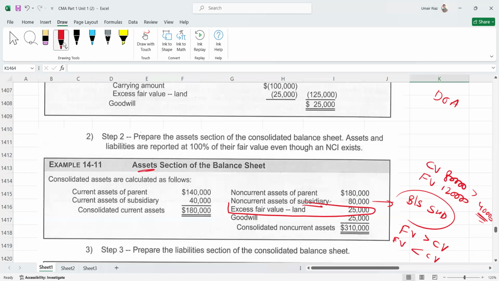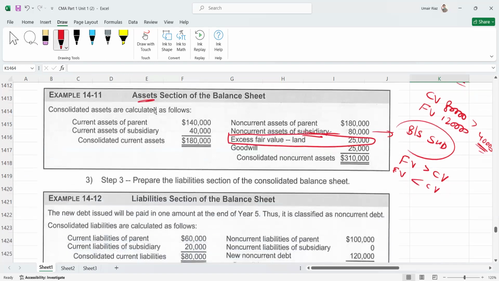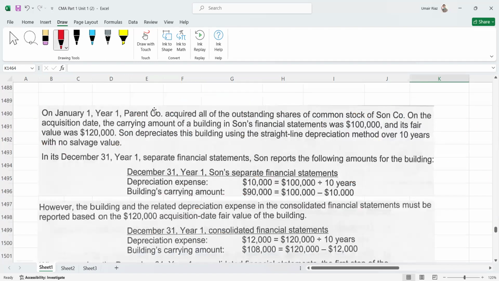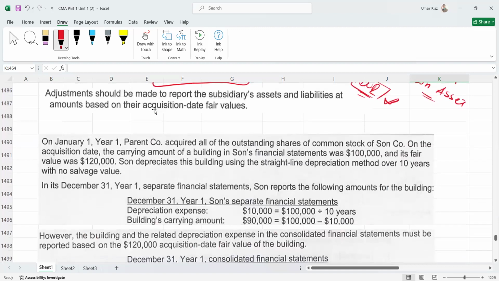This fair value difference can belong to depreciable assets and it can belong to non-depreciable assets. First, I will explain the case where the fair value difference belongs to depreciable assets. How to deal with that? We are discussing this adjustment because this excess fair value we have to depreciate while preparing consolidated financial statements. So let's understand with the help of an example.